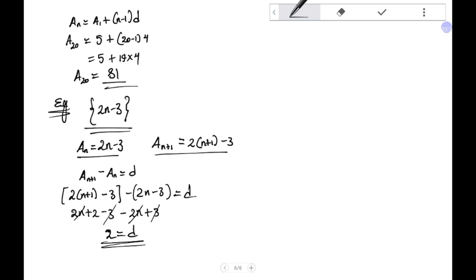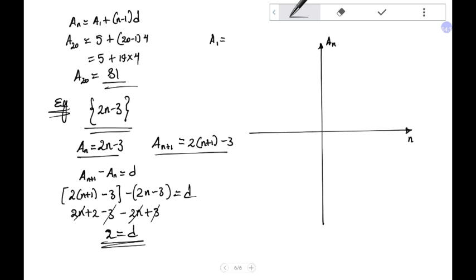Let's see: describe the sequence graphically. We describe the sequence on a graph, with the n axis and the an axis. We take a1, a2, a3, a4 and plot them on the graph.